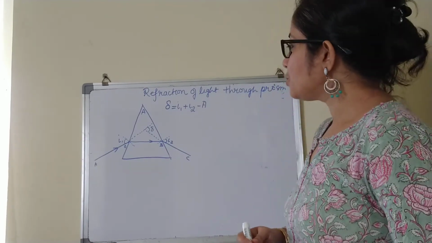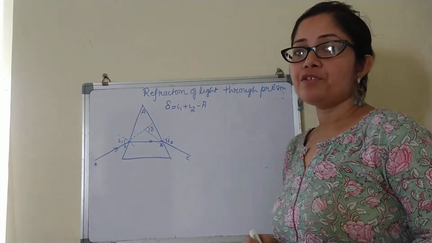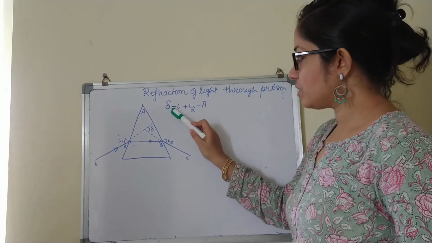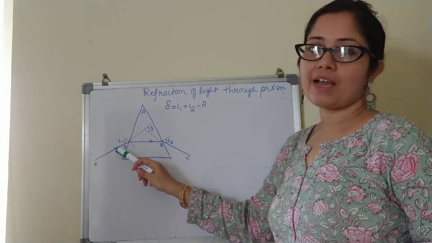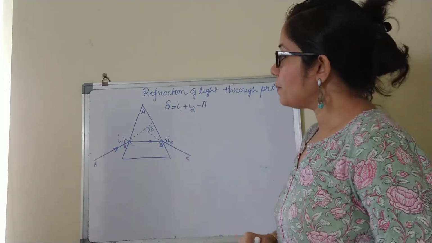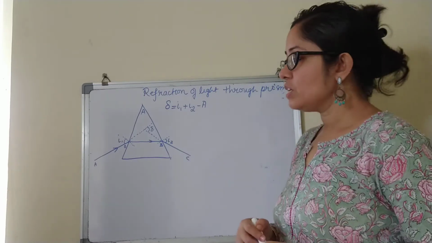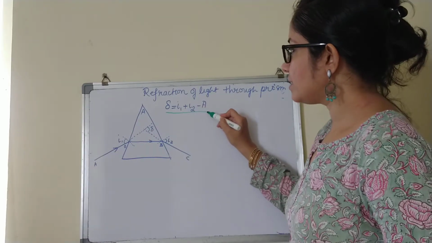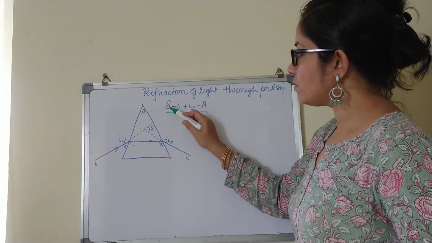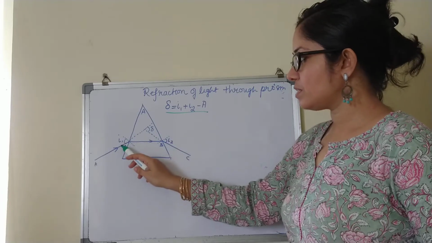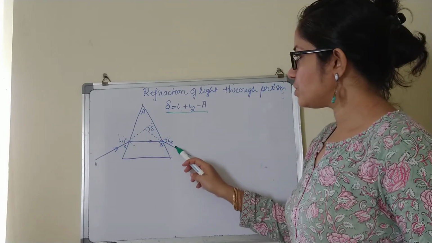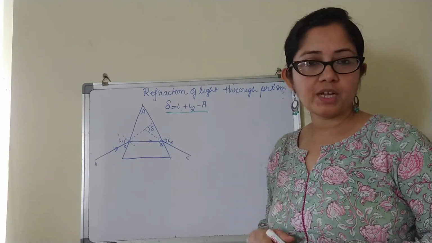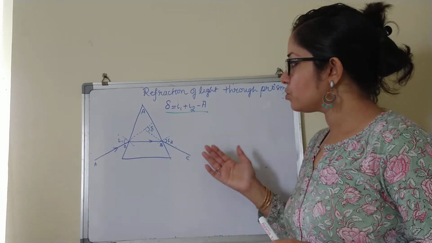Good morning, children. Today we are going to learn about the refraction of light through a prism, and how the angle of deviation is related to the angle of incidence. Please do check my previous video on this so that you can understand how this has been mathematically derived: how we say that angle of deviation is equal to angle of incidence plus angle of emergence minus angle of prism. Otherwise it will be very difficult for you to correlate.